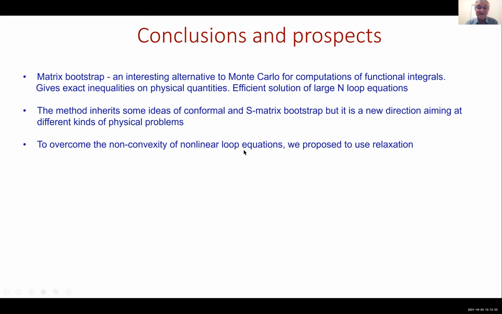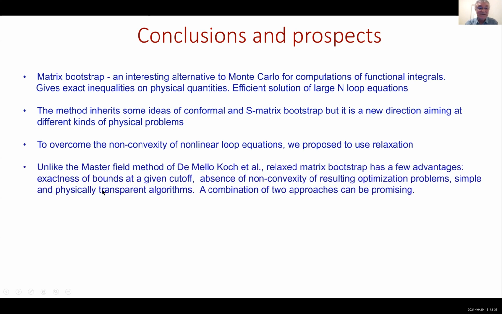To overcome the non-convexity of nonlinear loop equations, we proposed to use the relaxation procedure. This is our conceptual contribution. And unlike the master field method of the later work of Kazakov et al., the relaxed bootstrap method has a few advantages: exactness of bounds at a given cutoff, absence of convexity problems for the relaxation approach, and simple and physically very transparent algorithms as well, because their approach, the equations are quite nonlinear. It's a sophisticated variational method, I would say. But combining two approaches would be very promising, in my opinion.